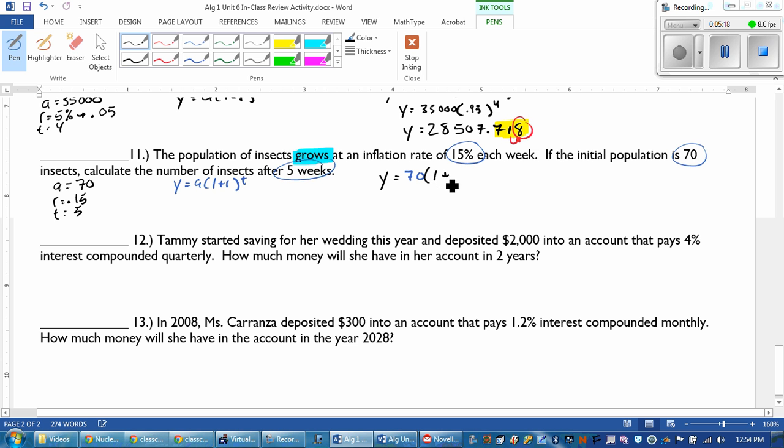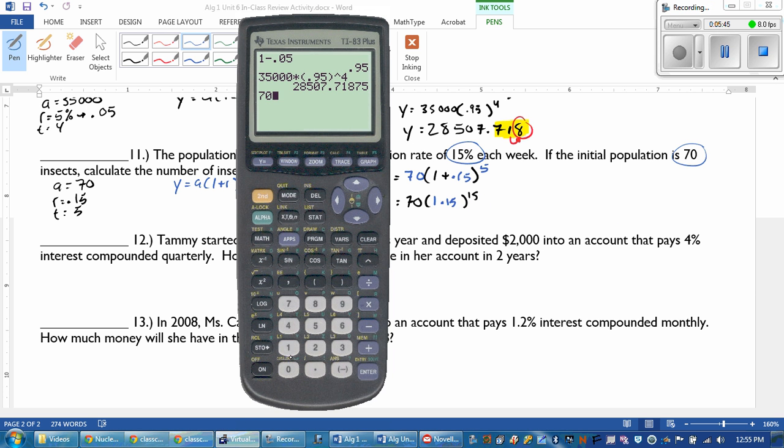And then we're doing 1 plus our rate, which is as a decimal, 0.15, to the 5th power. Okay? So remember, let's do inside the parentheses first. 1 plus 0.15 is just 1.15. Now let's plug all of that into our calculator. So 70 times 1.15 raised to the 5th power. And what do you guys have?